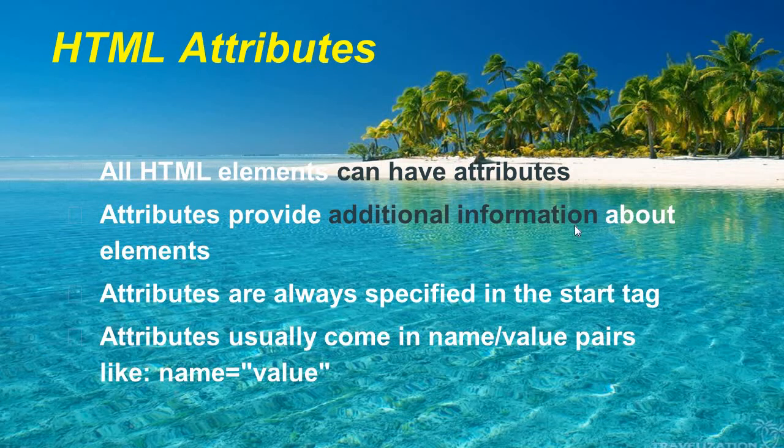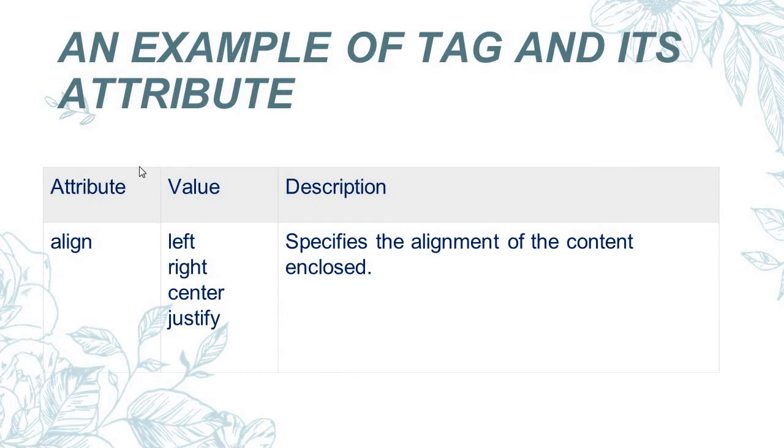Attributes provide additional information about tags or elements. Both same. Attributes are always specified in the start tag. Attributes usually come in name-value pairs, like name is equal to value. For example, name bgcolor is equal to value, give value. Okay, this is attributes. Now an example of tag and its attribute.